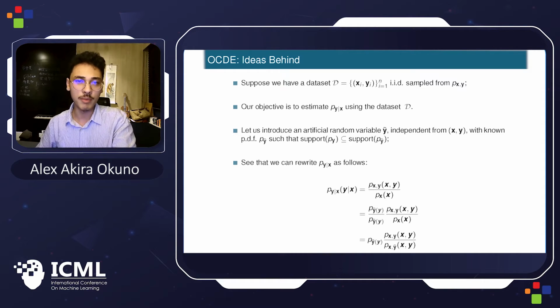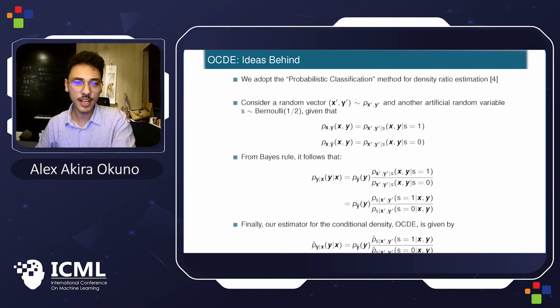The key idea for the OCDE method is to notice that p of y given x can be rewritten as the product of the density of the instrumental variable, p tilde, and a density ratio, the joint density of x,y over the joint density of x,y tilde. As p of y tilde is known, we are left with estimating the density ratio. We will estimate this density ratio with a probabilistic classification method. This way, the problem of estimating the density ratio, which is unsupervised, becomes in practice a classification problem, which is supervised and easier to solve.